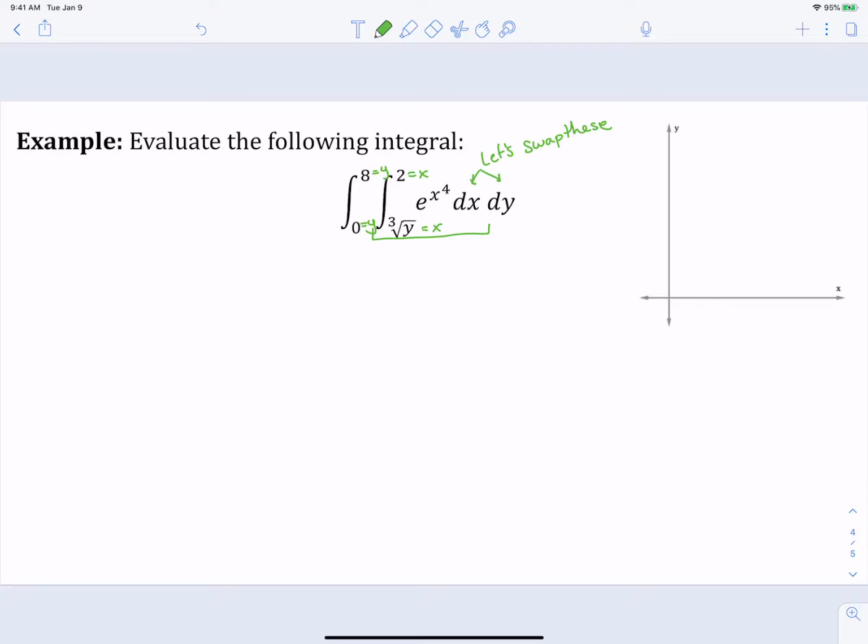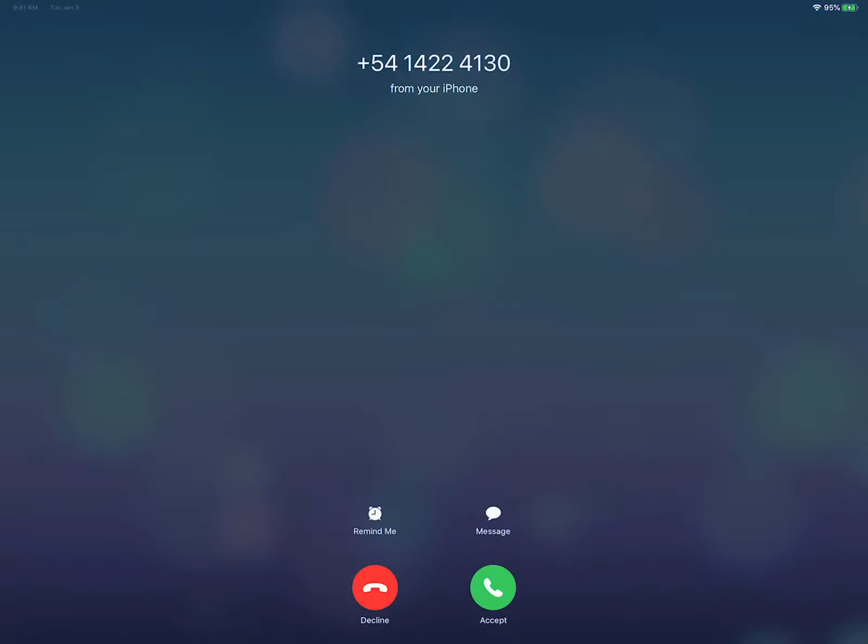Okay, so I do look at that outside integral first because that tells me at least how far I'm going to have to go on my y-axis here. 5, 6, 7, 8. So there's 8.